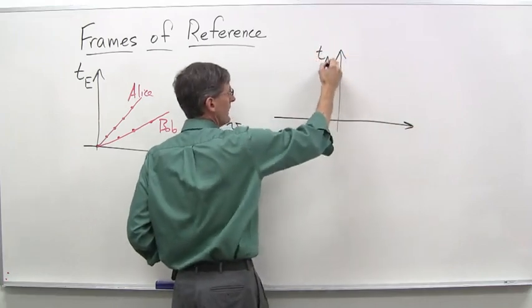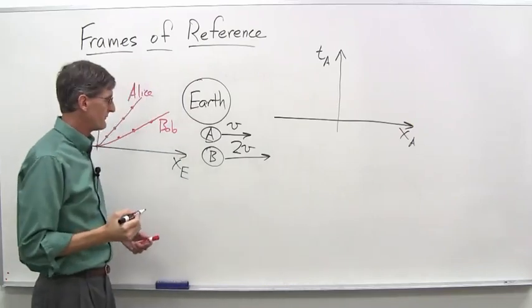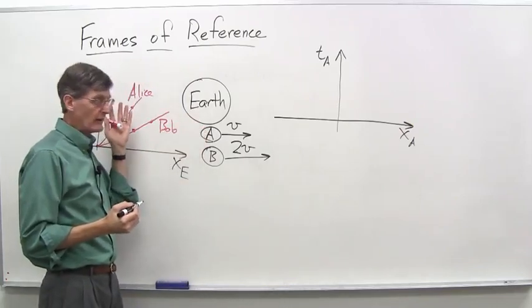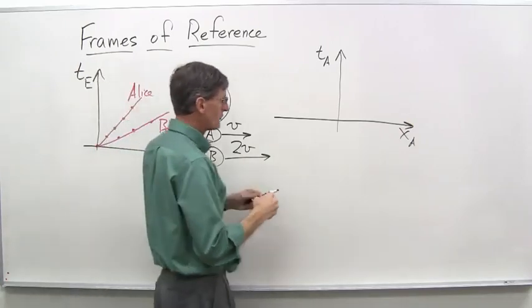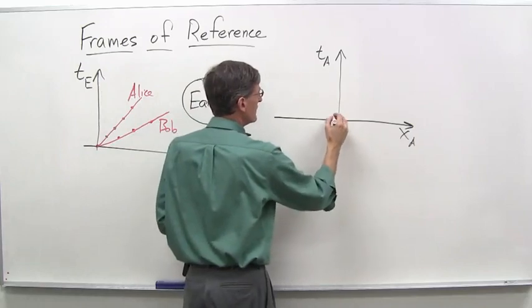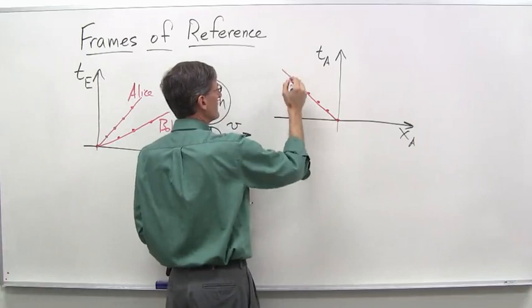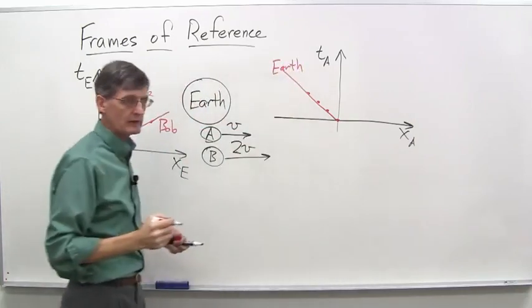So T sub A for Alice and X sub A for Alice's perspective. She sees Earth going backwards to the left in the negative direction at velocity v. And so that would look something like this. There's that line there. So that would be what Earth would look like from her perspective.